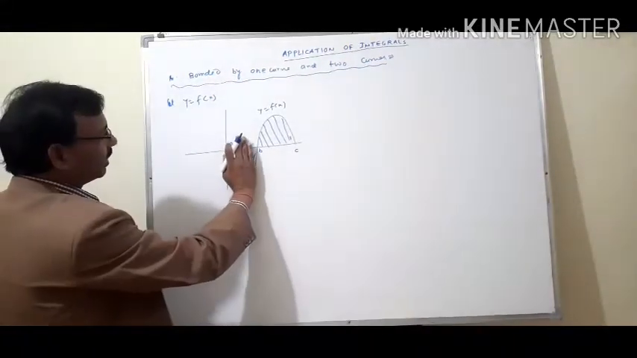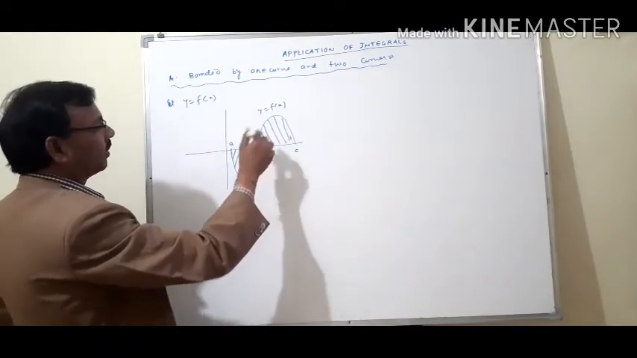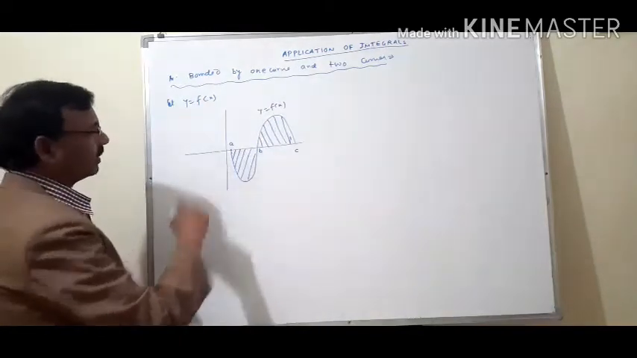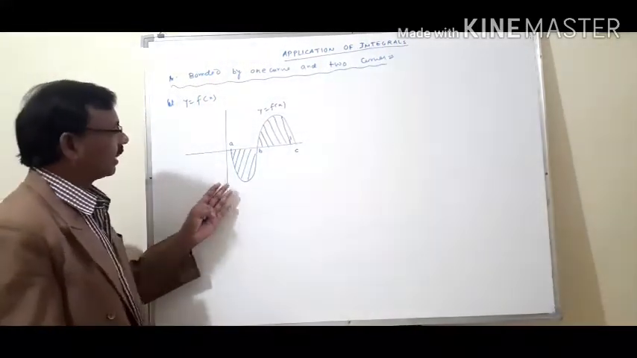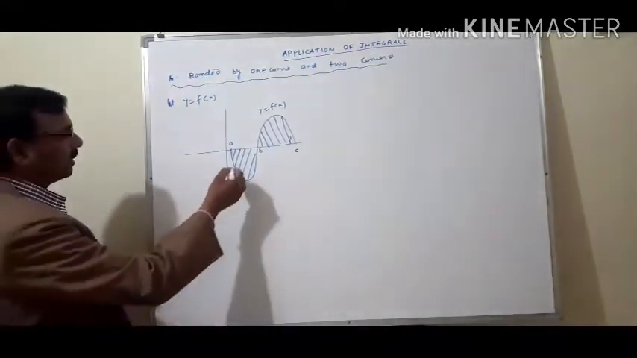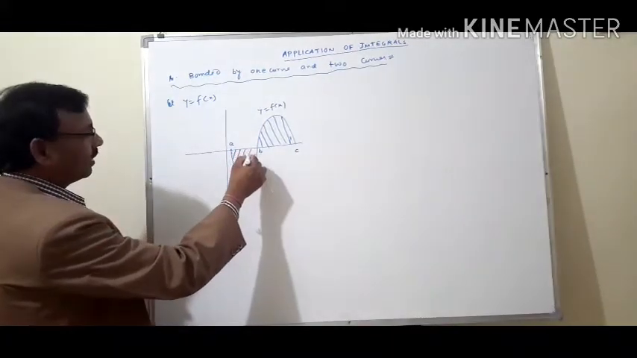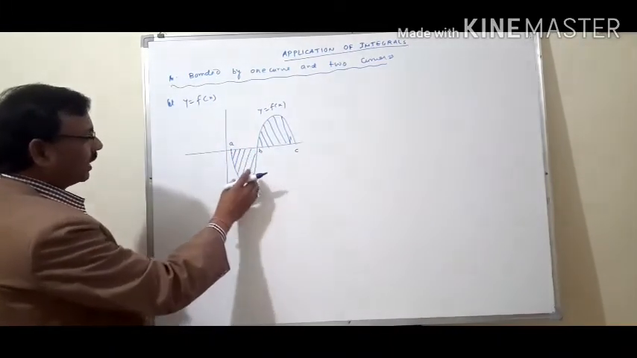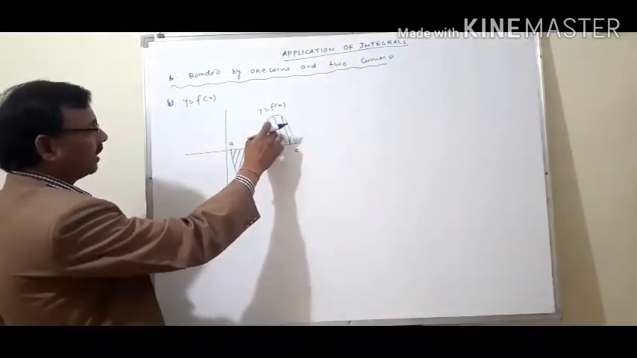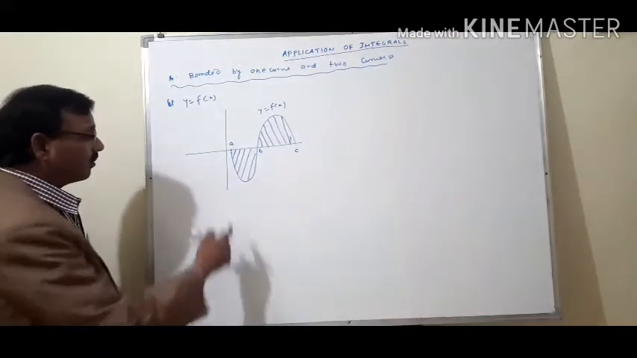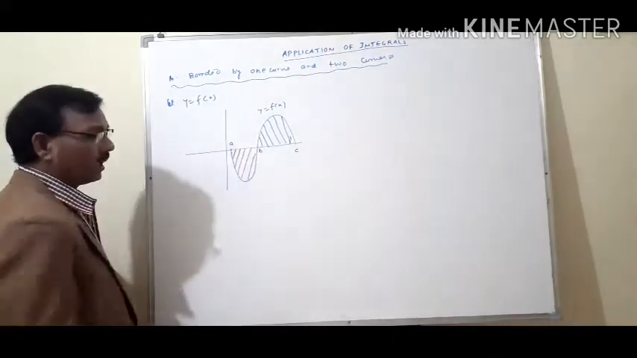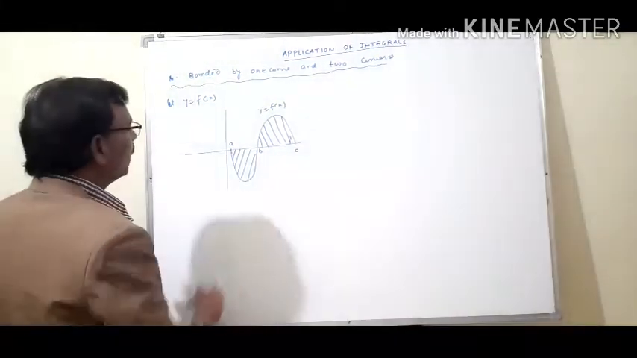If we remove this first part, then you have already learned how to find the area of this curve, and this curve also. But in this diagram, both regions are given together. As you know, this region is below the x-axis, so the area of this region will be negative, and this area is above the x-axis, so its area will be positive. But as you know, area is never negative, so you should take the area of this region as a modulus, that means absolute value.